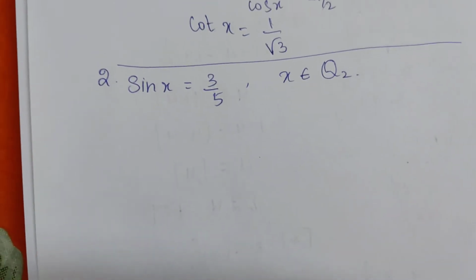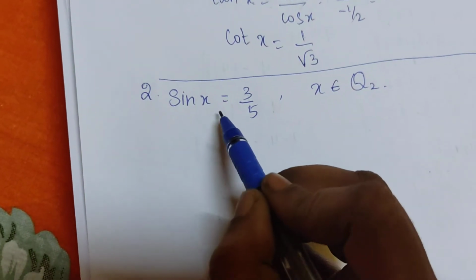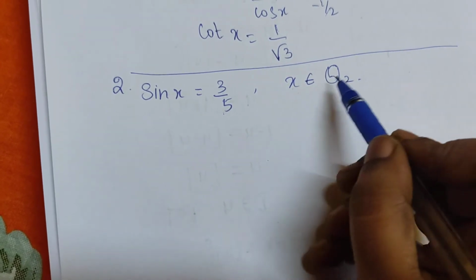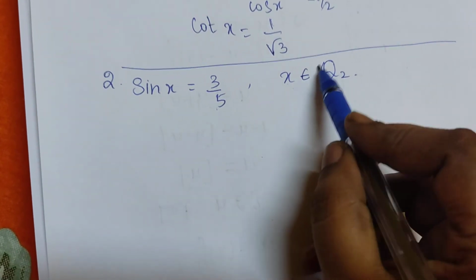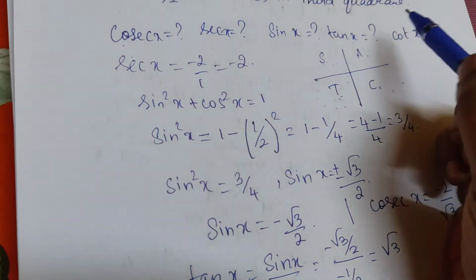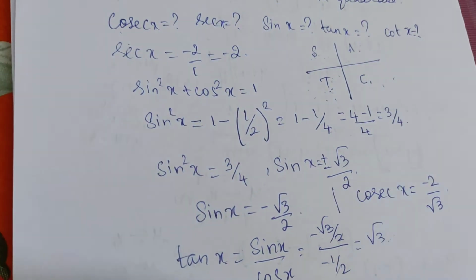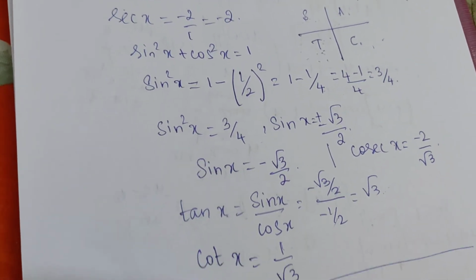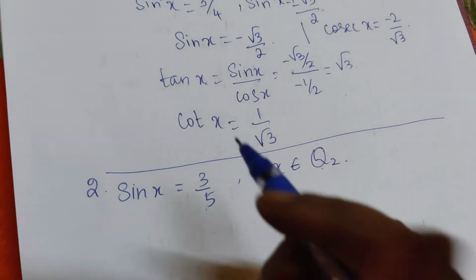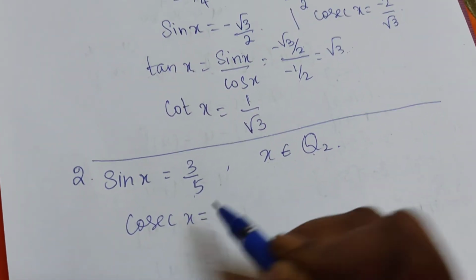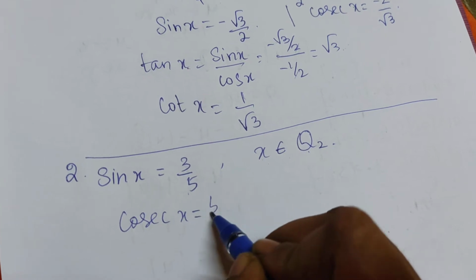So with this we have calculated all 5 trigonometric ratios from the given trigonometric ratio. Now we will discuss the second problem. Here sin x is equal to 3 by 5, where x is from the second quadrant. According to the phrase "all silver tea cups", in the second quadrant sine and its inverse are positive and the rest are all negative. So sine's inverse, cosecant x, is positive, and we get 5 by 3.